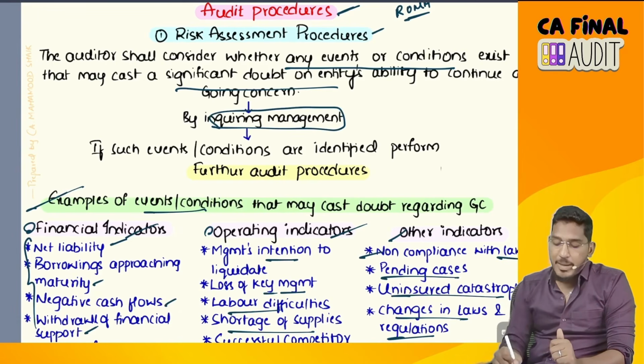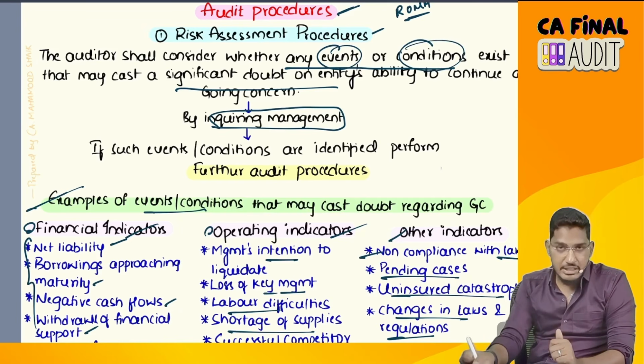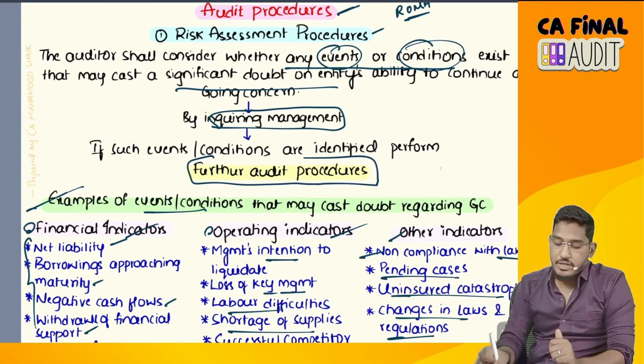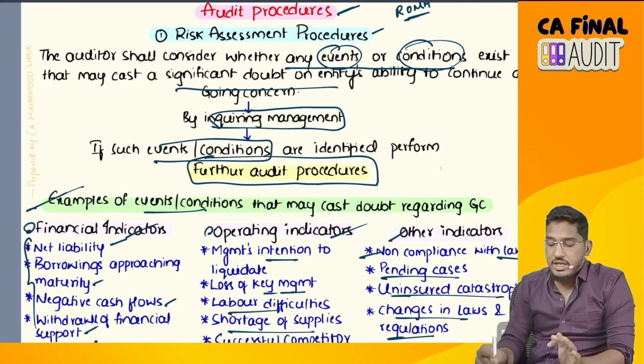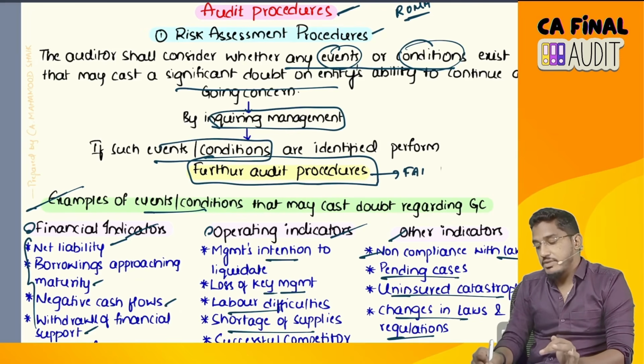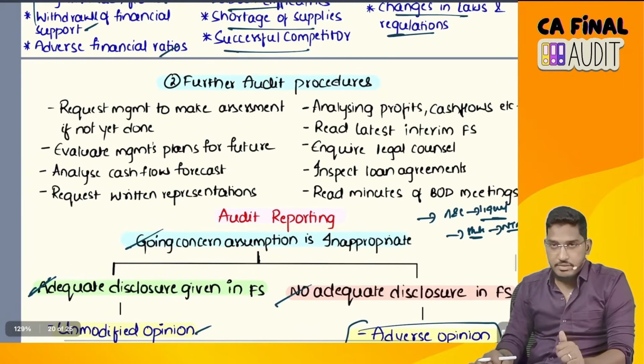So, by inquiring of the management, in case you get to know about any such event or condition which casts a doubt regarding going concern, then you should perform further audit procedures. If no such event has been identified, you can stop with risk assessment procedures. But if you identify any such event or condition, then you need to perform further audit procedures. Sir, now what are those further audit procedures?